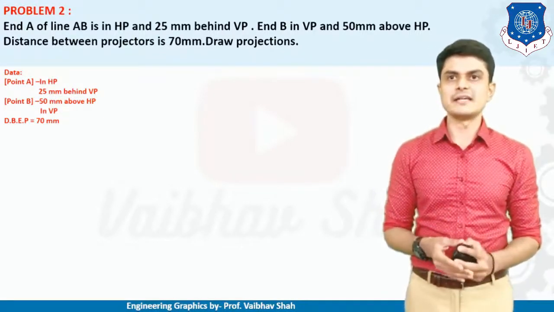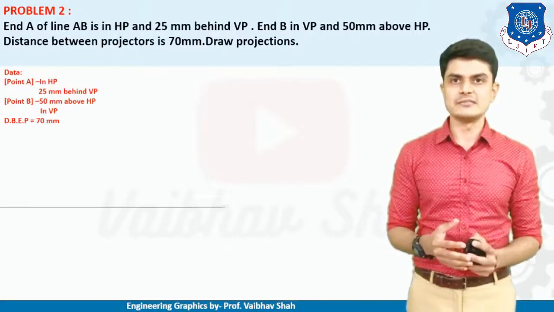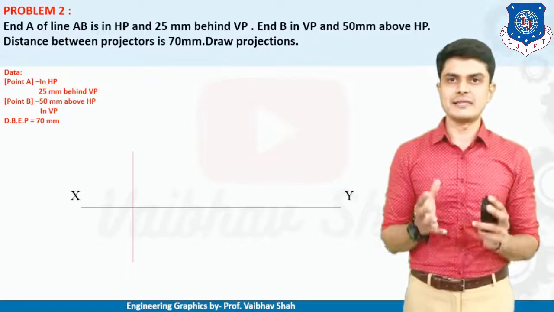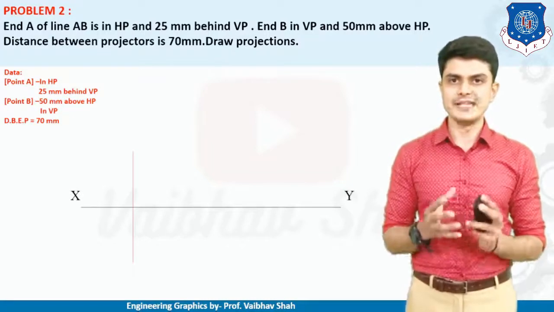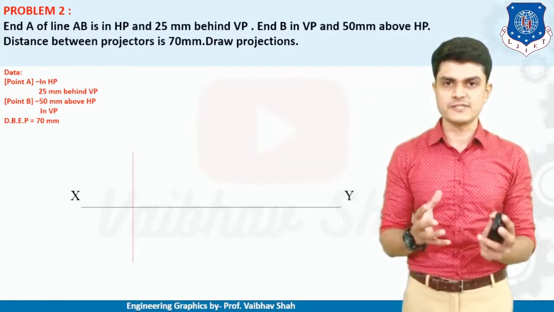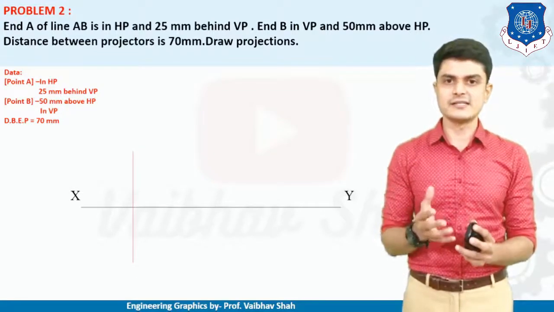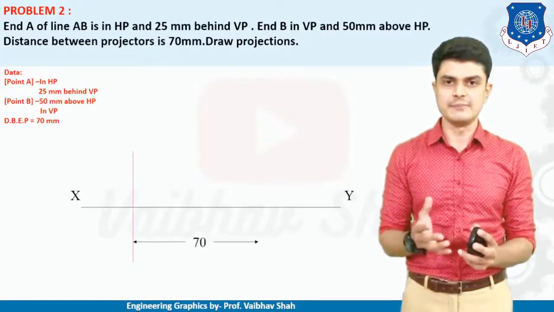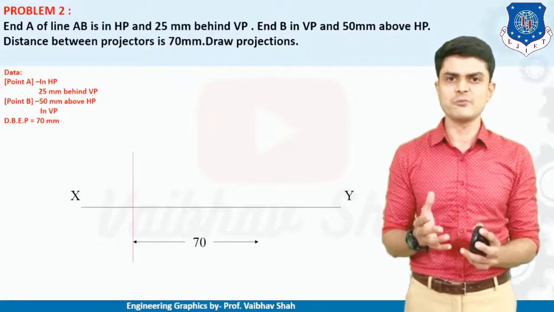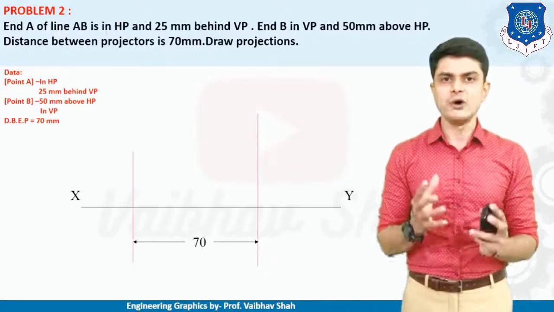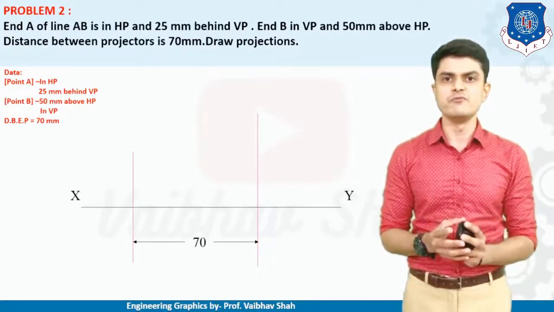So first of all, let us draw the XY line. Thereafter, let us draw one vertical line at the position of A. As we know, the distance between end projectors means the distance between the projectors of A and B. So let us take the distance between end projectors as 70 mm, mark this point on the XY line, and from that point draw one vertical line on which the projectors of B would lie.